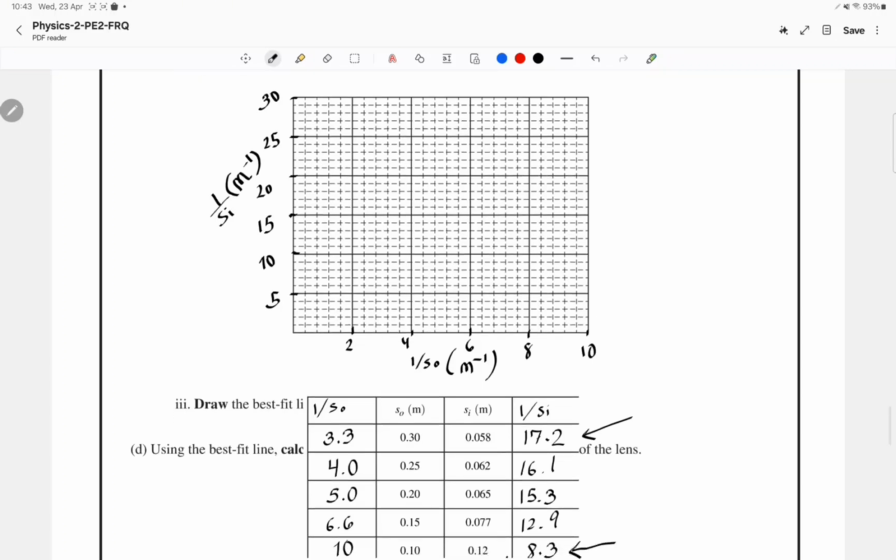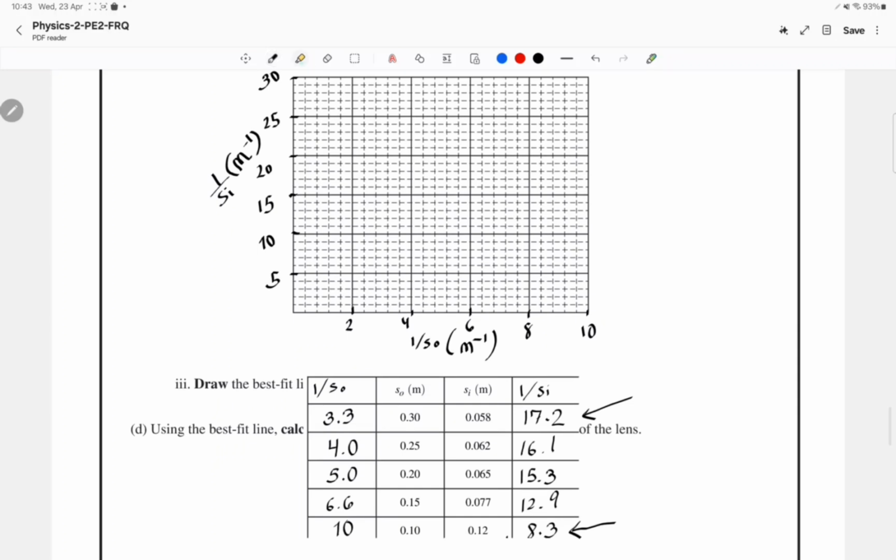Now for the 1 over SI, it's time to actually start plotting, right? So 3.3, 17.7. So this is a 3 right here. So a 3.3 would probably be somewhere there. 3.3, which is here, with 17.2. This is here 17.5. So 17.2 is probably going to be a bit less. Maybe like here. Let's see where they meet up. They're going to meet up there.